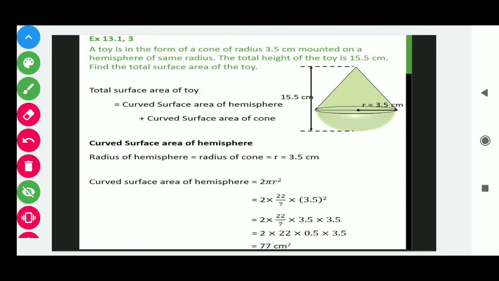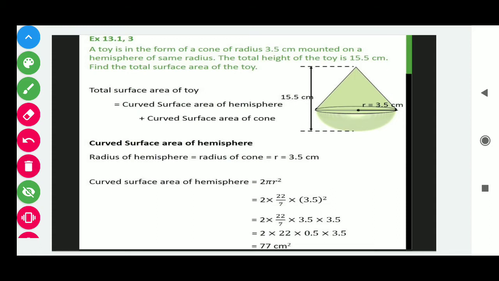So first find the height of the cone. Here the radius is 3.5 centimeter of the hemisphere. Similarly, this is the radius of the cone as well. So the total height is 15.5. By subtracting 3.5 from 15.5, we get 12. So 12 centimeter is the height of the cone. Now students, there is left only the hypotenuse, that is the slant height of the cone.